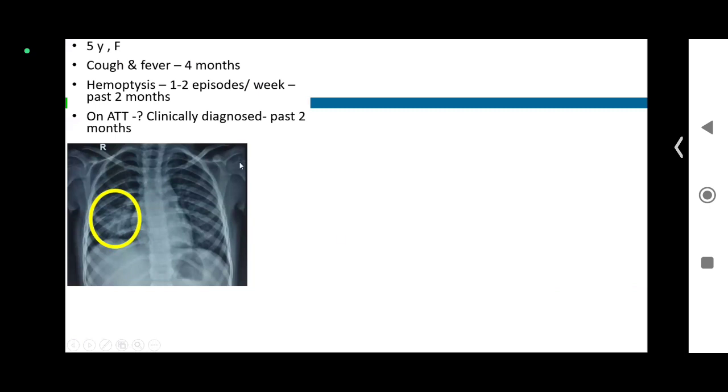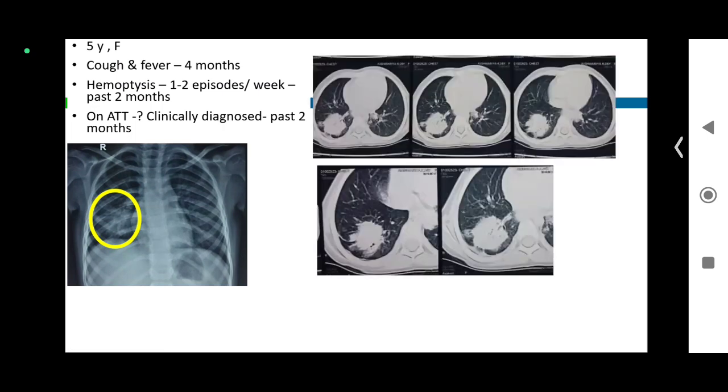This is a child whom I missed out, a CGD aspergilloma, round pneumonia. This was the child which I missed out. Finally, sadly, the child died, just at the time of diagnosis only. The child came back to me, but I lost the child with a lot of complications, including CNS complications.